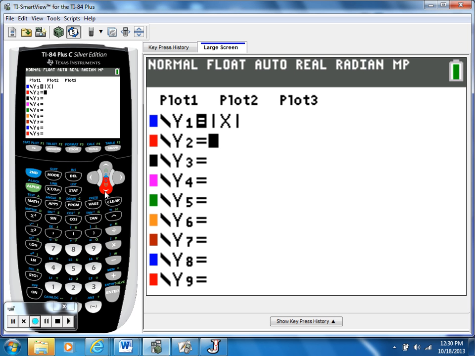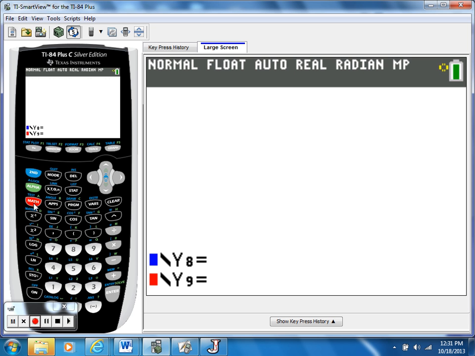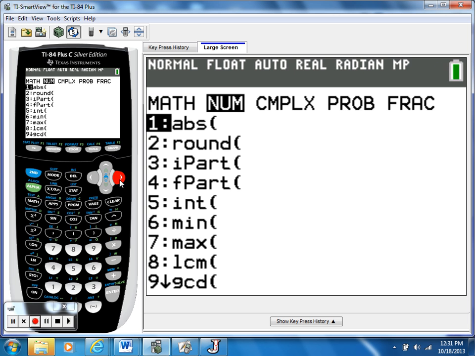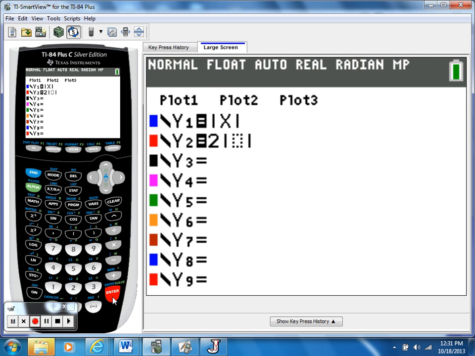All right, so now we're going to type in 2 times the absolute value of X. So that's 2, Math, over to Num again, ABS.